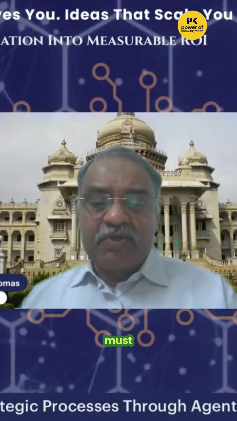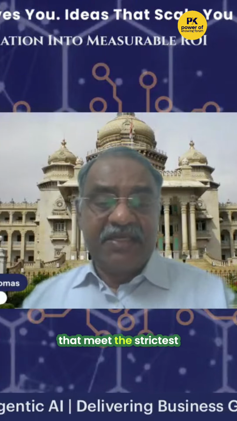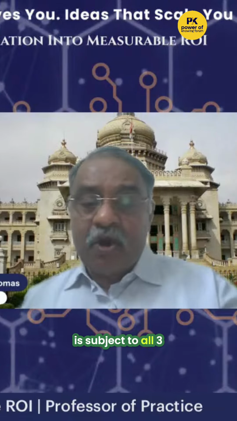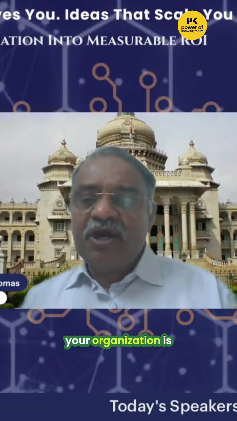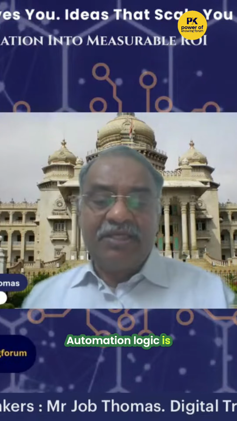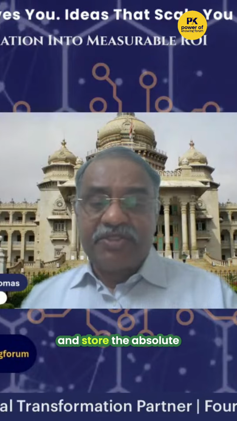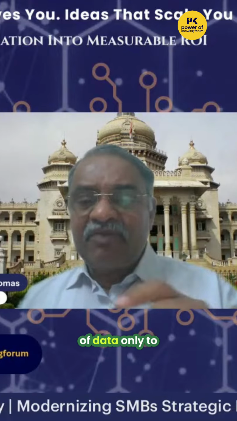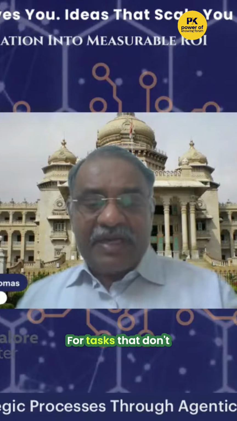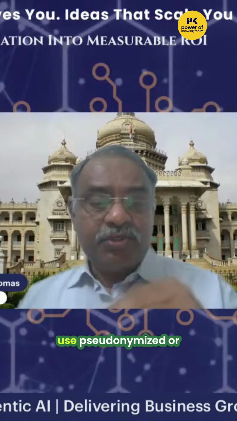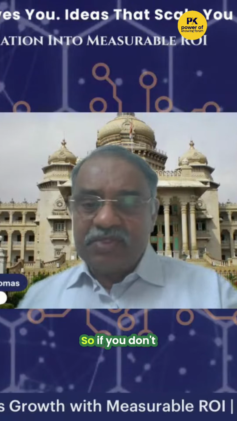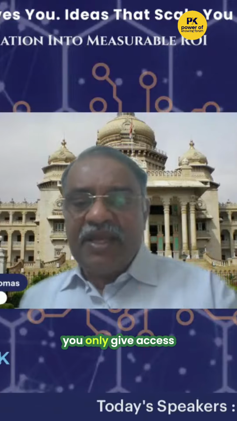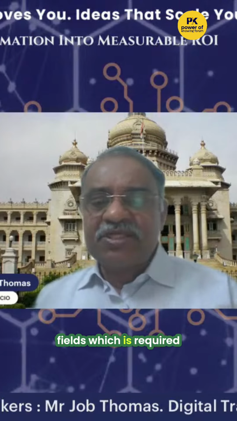Every automated process must be governed by principles that meet the strictest requirement of all three frameworks if your organization is subject to all three, or the specific framework your organization is subject to. Automation logic is designed to only collect, process, and store the absolute minimum data required. So you have to expose the minimum amount of data only to automation. For tasks that don't need the full record, use pseudonymized or anonymized data. So if you don't need all the variables in a record, you only give access to the fields which are required.